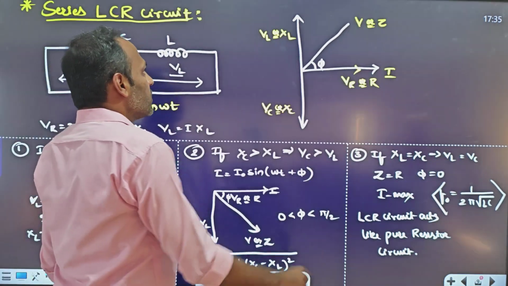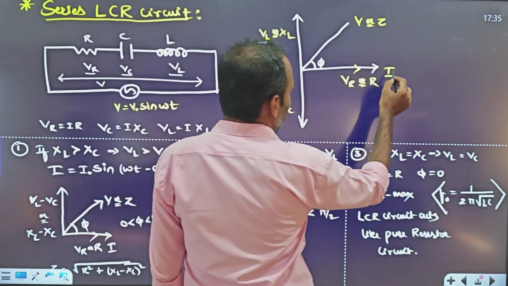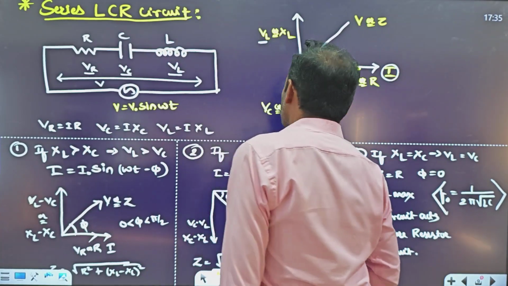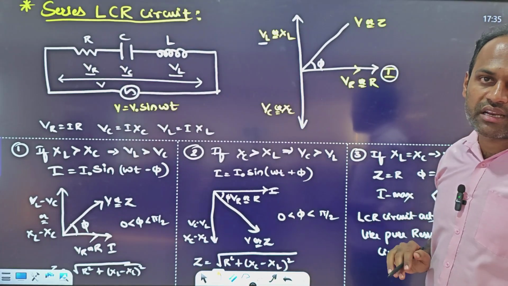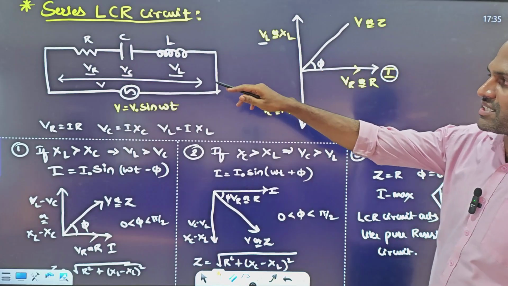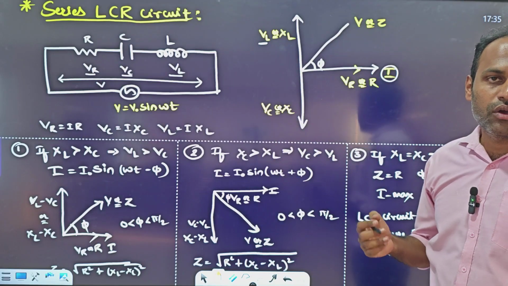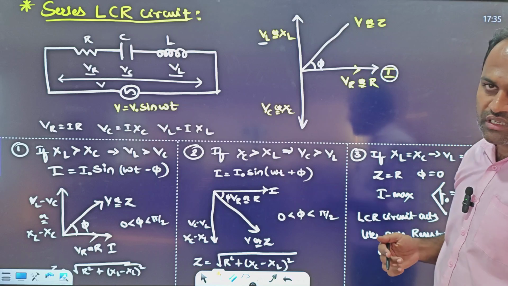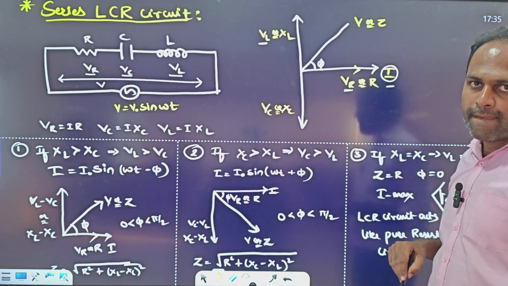See, voltage across inductor is taken along positive y direction because first we need to fix the current direction. Current we have fixed in positive x direction. Current is always fixed, positive x direction. Voltage across resistor will be in phase with current. In a pure resistor circuit, voltage and current are in phase. That's why voltage across resistor should be shown along the current itself.